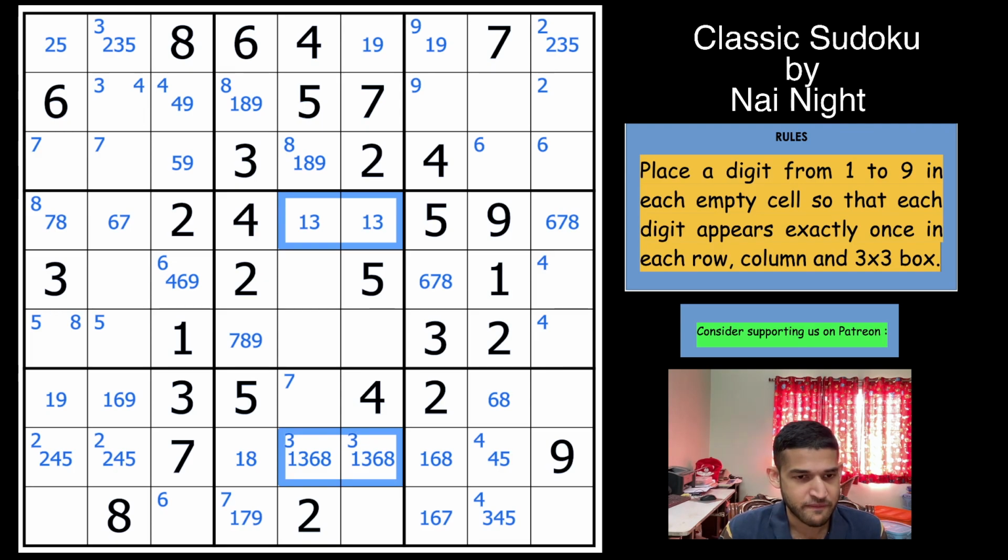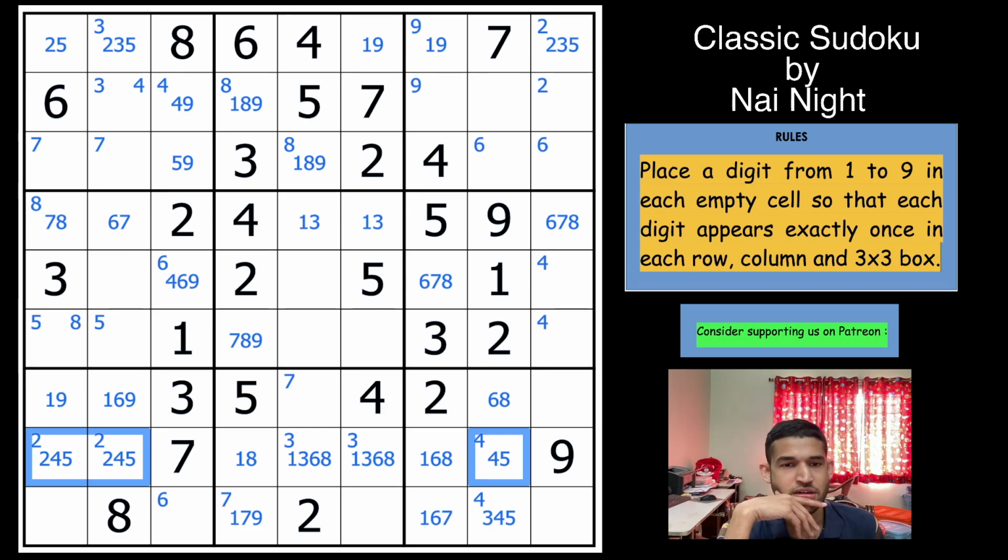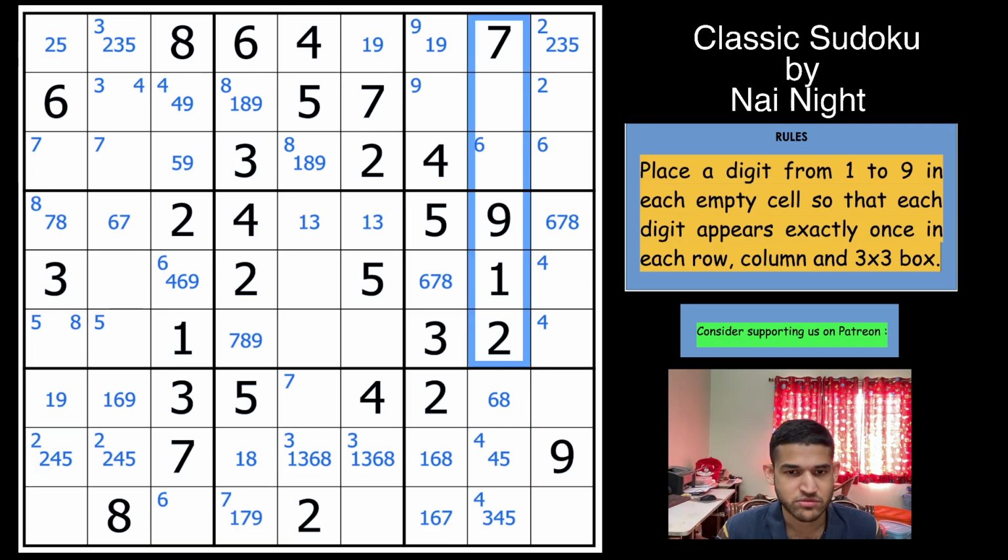So let's see. So this should give me something. This triplet. Okay, I'm looking along column 8 now. Scanning along that column. Look at these 2 cells. They can't be 1, 2, 7, 9 and 4. So 3, 5, 6 and 8. This is not 5 or 6. So that's 3, 8. This is 5, 6, 8.